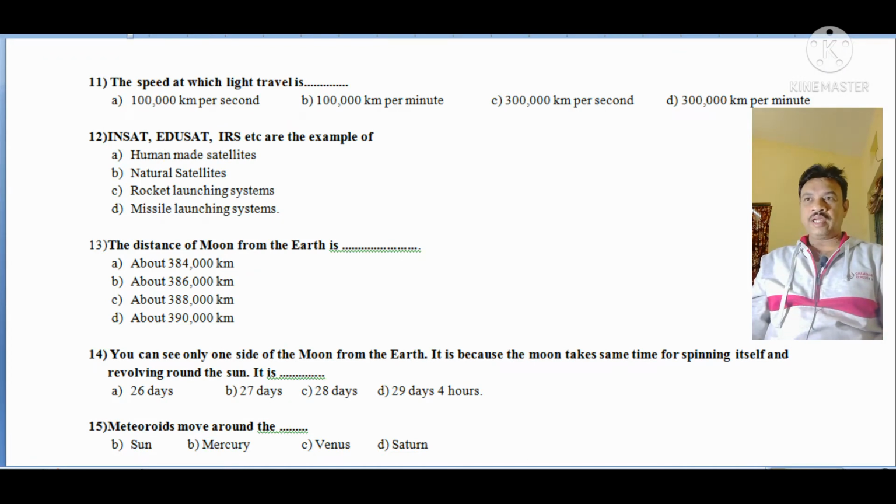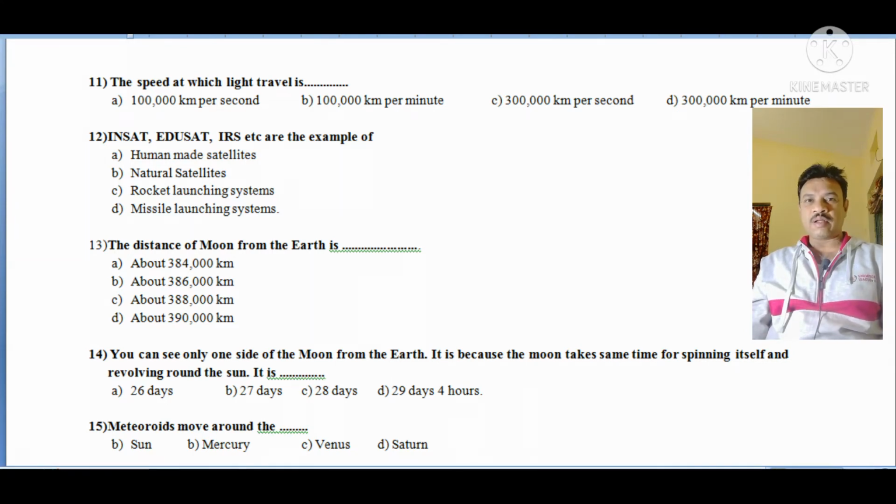Now question number 11. The speed at which light travels is dash. Whether it is 1 lakh kilometer per second, 1 lakh kilometer per minute, 3 lakh kilometer per second, or 3 lakh kilometer per minute. Your answer should go with C. C is the correct option, that is 3 lakh kilometer per second.